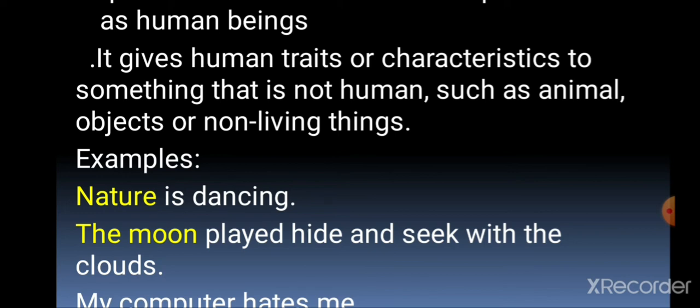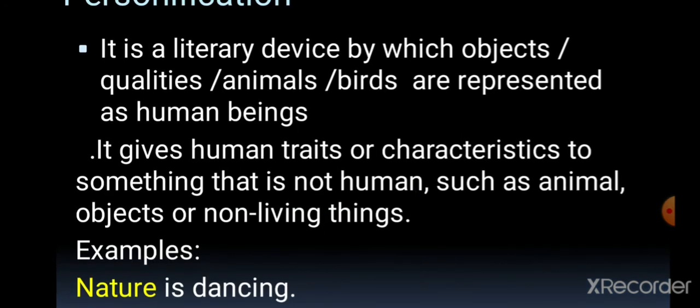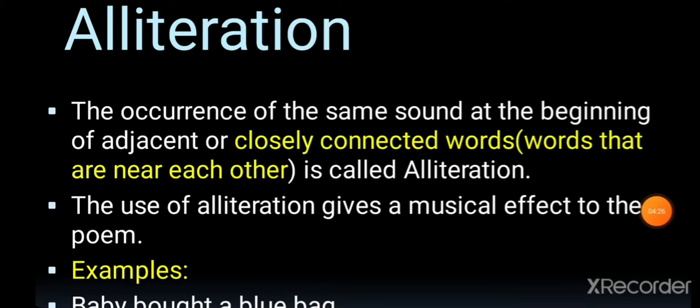It's also an example of personification. Now students, do you know about alliteration? What's alliteration? Do you know? Okay, you might have heard about tongue twisters. Yes, na? So students, let's see an example of alliteration that is in the form of a tongue twister.